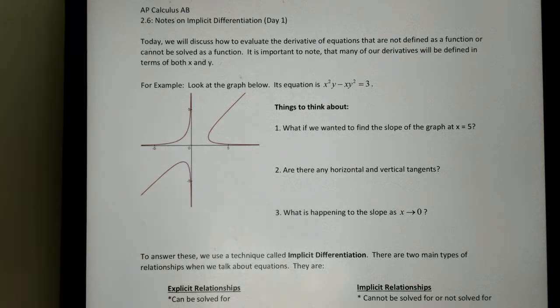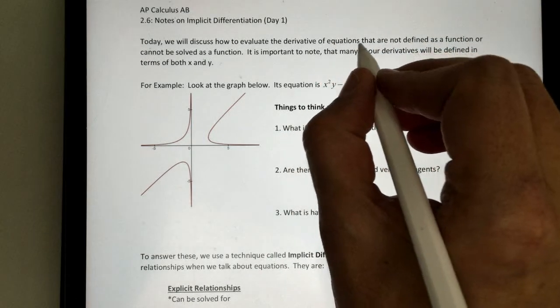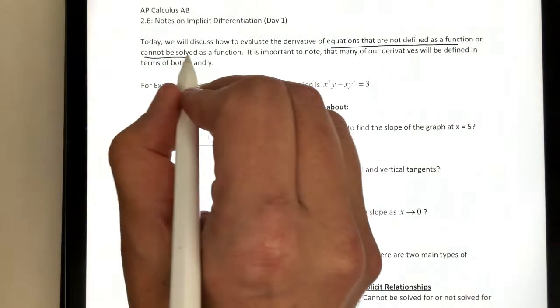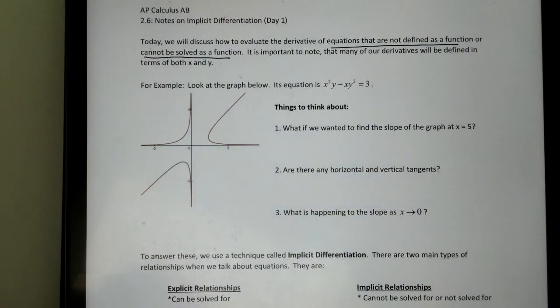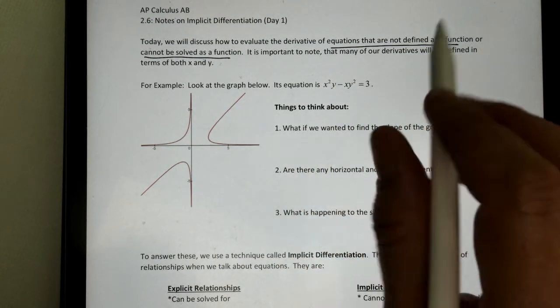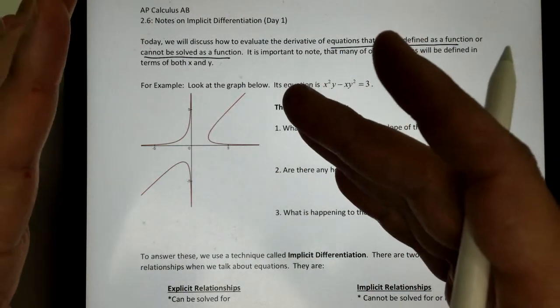Hi, welcome back. Today we're going to be looking at something called implicit differentiation. This is how we take the derivative of equations that we cannot define as a function, or we can't solve as a function, or we just don't want to. It is very important to note today that many of our derivatives will be defined in terms of both x and y. So let's take a look at an example right here.